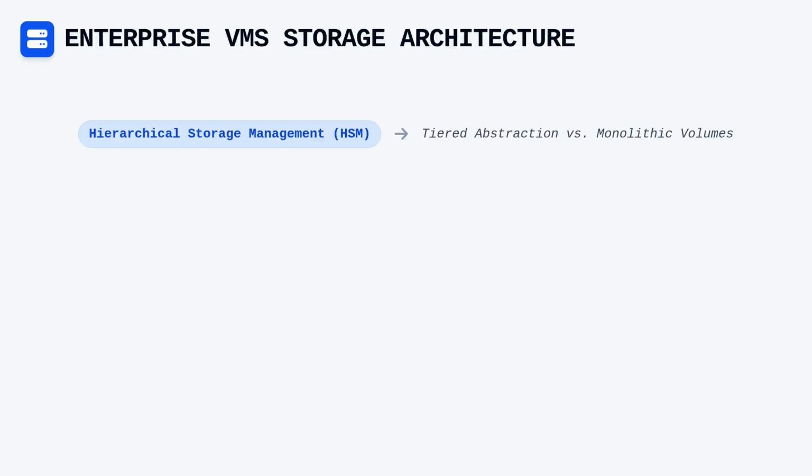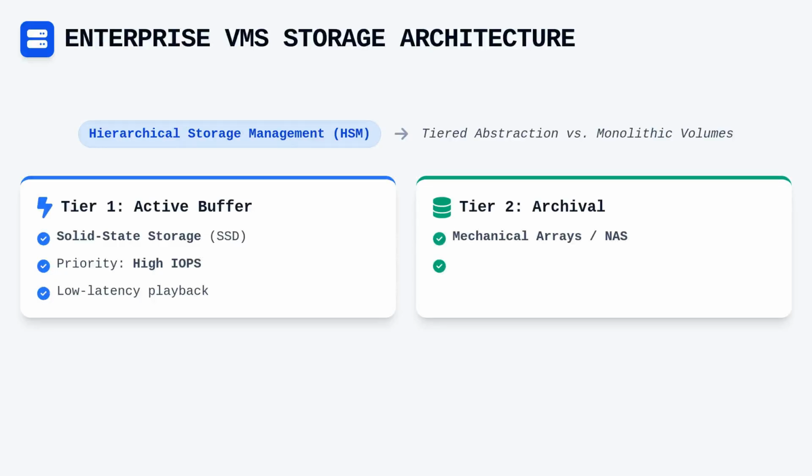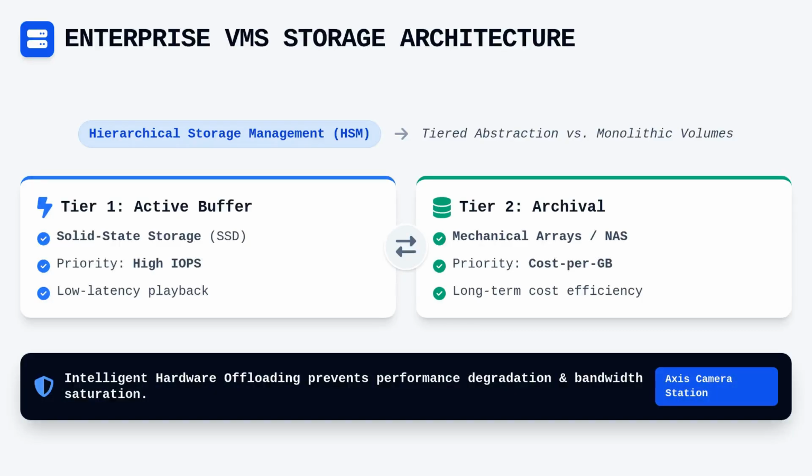Axis Camera Station implements this by orchestrating the movement of data from high-speed Tier 1 solid-state storage, where we prioritize input-output operations per second, to Tier 2 storage, such as high-capacity mechanical arrays or NAS, where cost per gigabyte is the critical optimization metric. By defining clear policies for when data transitions from the active buffer to the archive, you ensure that your most recent, high-priority footage is always available for immediate, low-latency playback. This intelligent hardware offloading preserves your primary storage bandwidth for active writing tasks, preventing the performance degradation that typically occurs when a single drive array is saturated by a mix of live recording and heavy read requests.